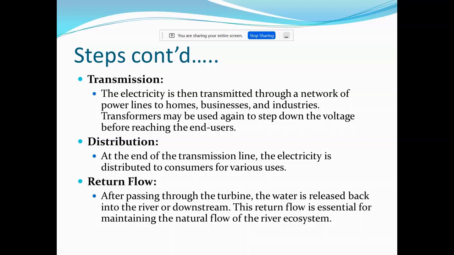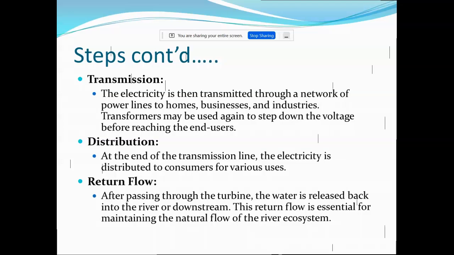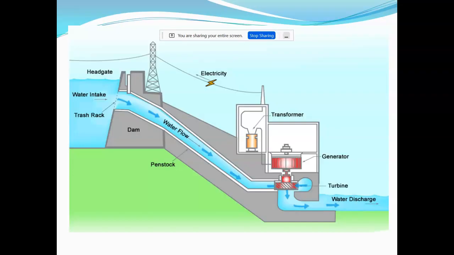of the turbine, the water needs to be released back downstream, and then it will return to the river, maintaining the natural flow of the ecosystem. And now we have our diagram here.